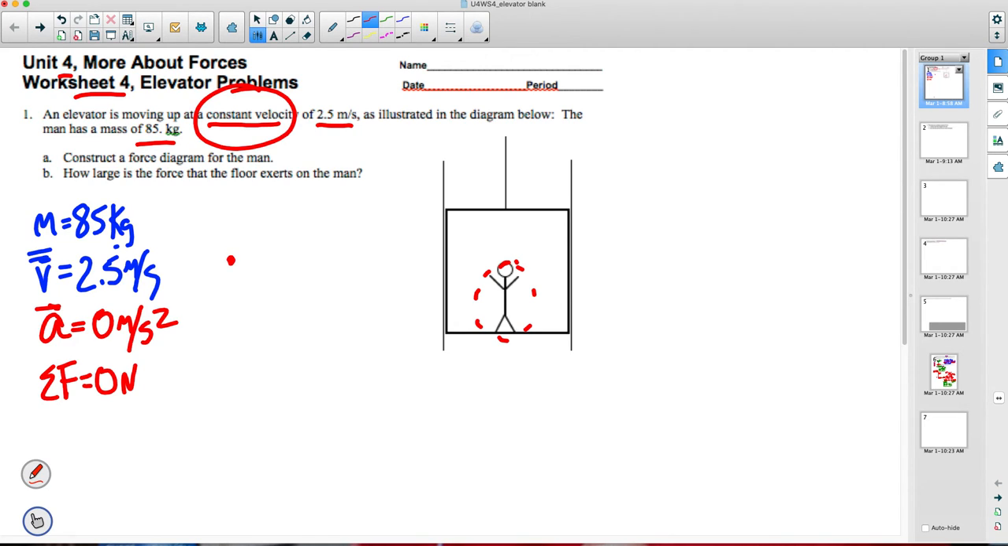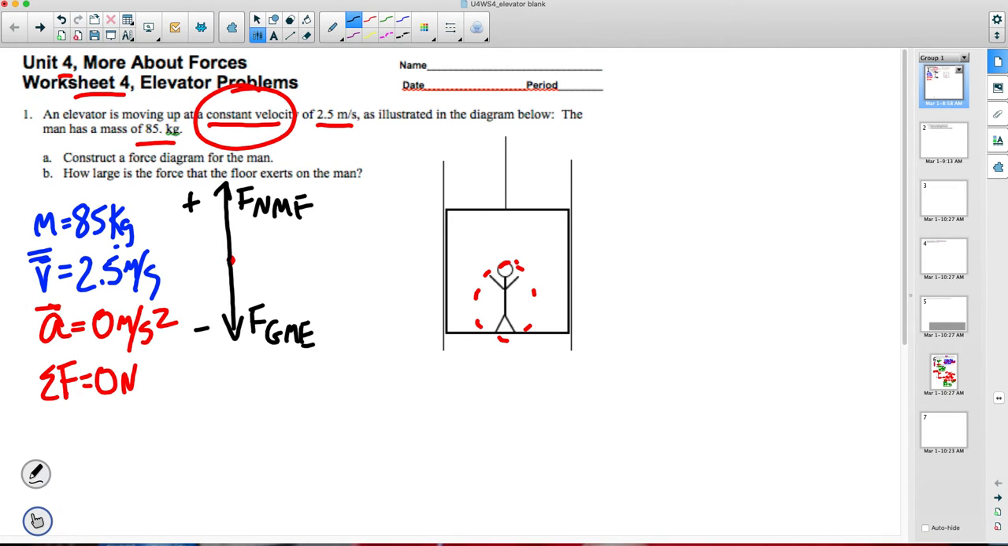Next up, here comes that force diagram for the person. So we'll draw our force diagram. What's pulling down on the person? We've got a force of gravity on the man by the earth, and the same size upward force, force normal on the man by the floor, and let's say up is positive, down is negative.